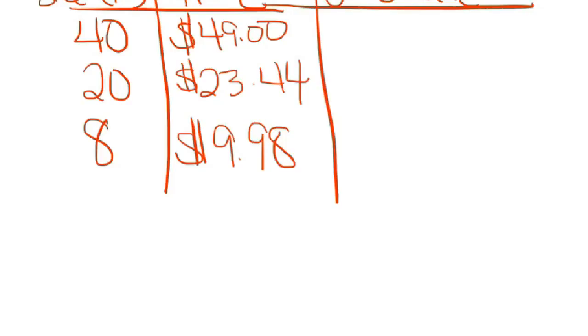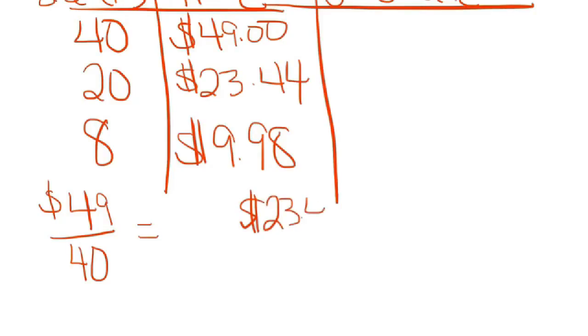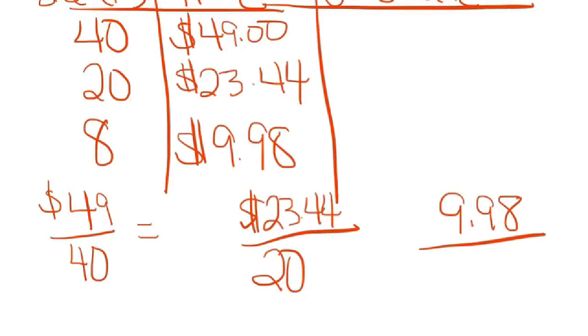So we need to set up ratios, okay? And we're going to have $49 to 40 pounds. We're going to have $23.44. You always want to compare the same units. So if you're going to have dollars on top, have dollars on top for all of them. And then we have $9.98 for an 8-pound bag.